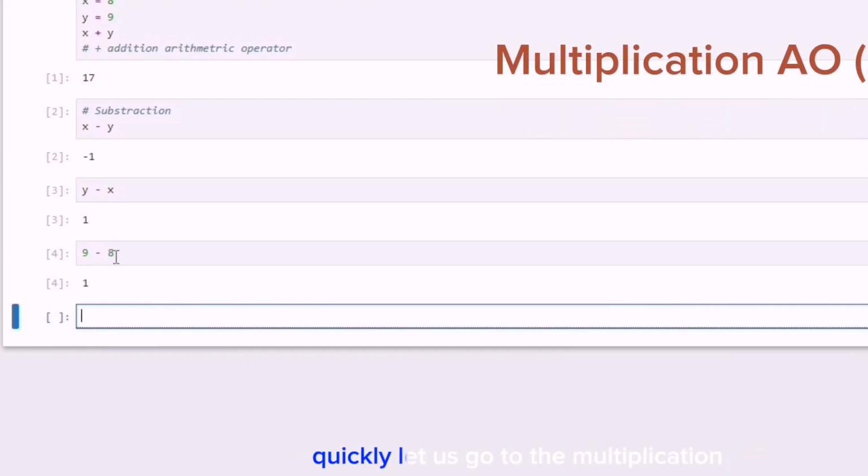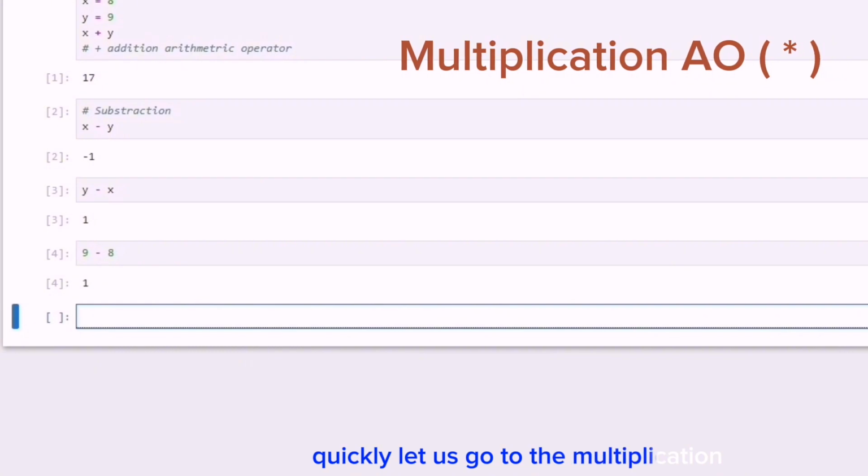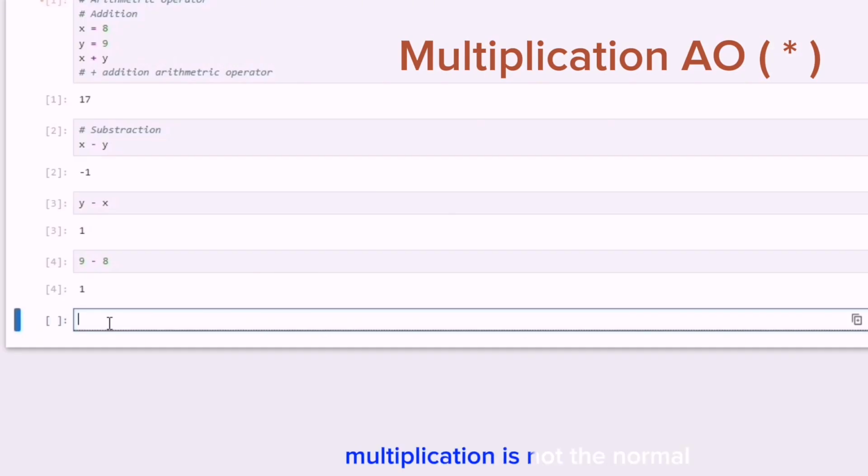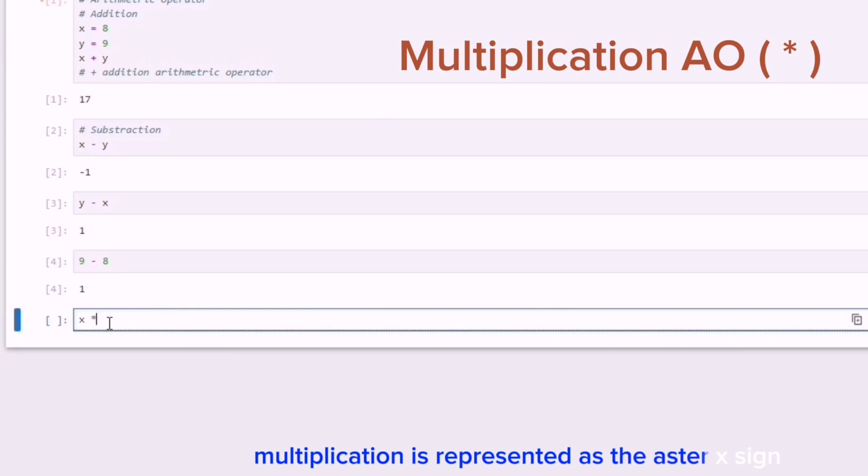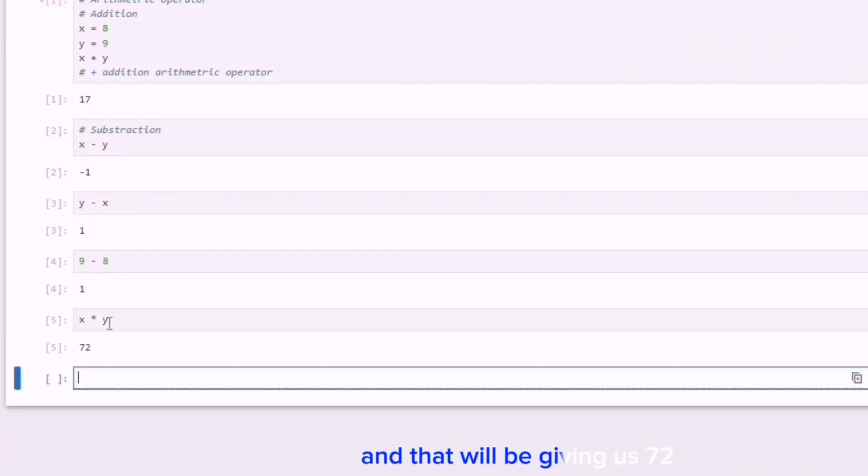So quickly, let us go to the multiplication arithmetic operator. Multiplication is not the normal x that we know. In Python, multiplication is represented as the asterisk sign. So x multiplied by y will be giving us 72. That is the operator for multiplication in Python.